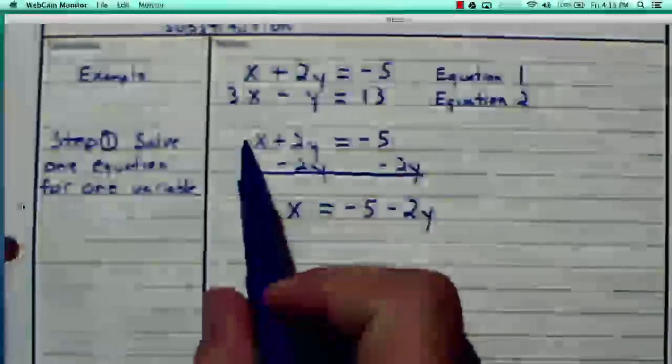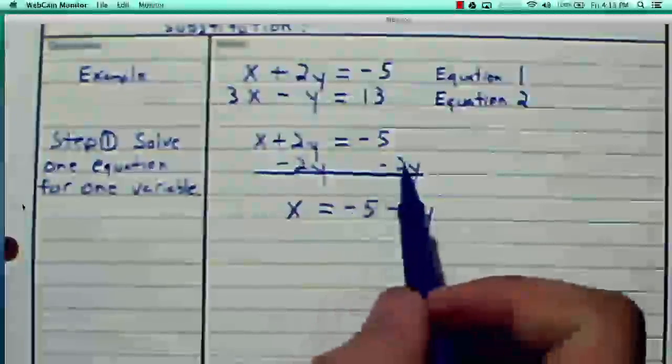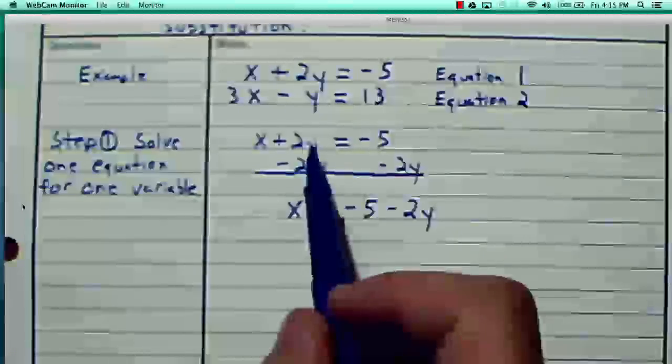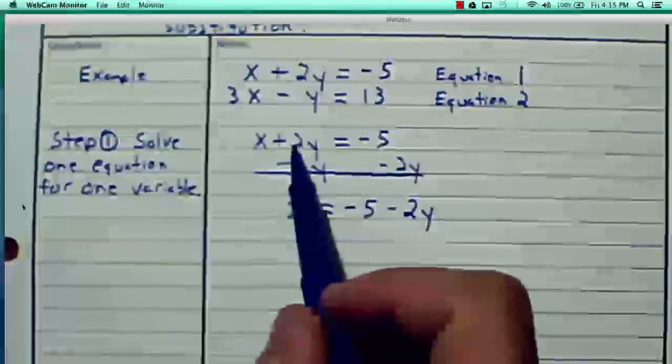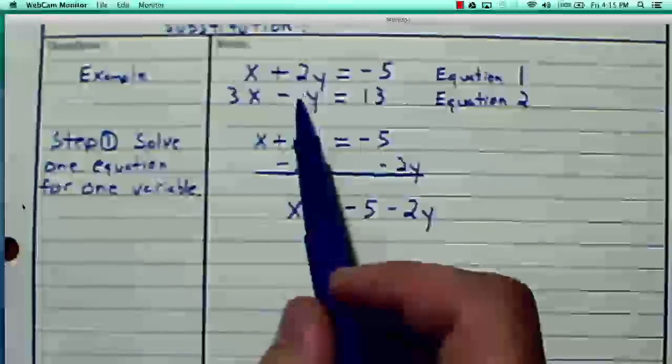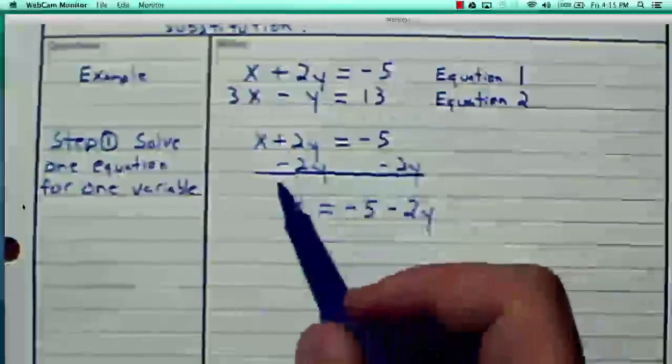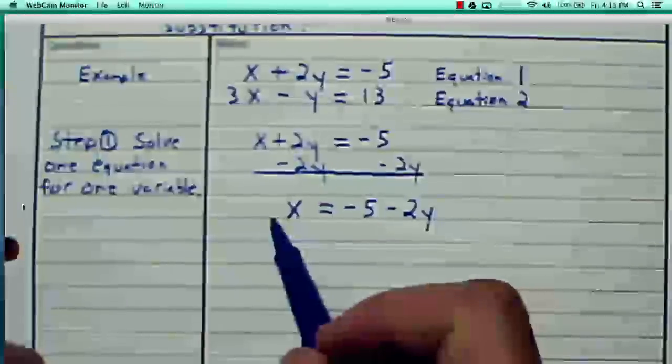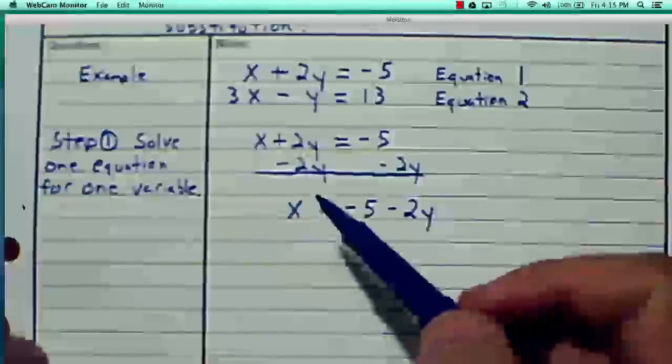Again, why did I choose to solve for this x? Because it left just one step. If I tried to solve for this y, I would subtract the x and then I would have a division step. Likewise for this x in equation 2 or this y in equation 2. So I have solved one of the equations for one of the variables.